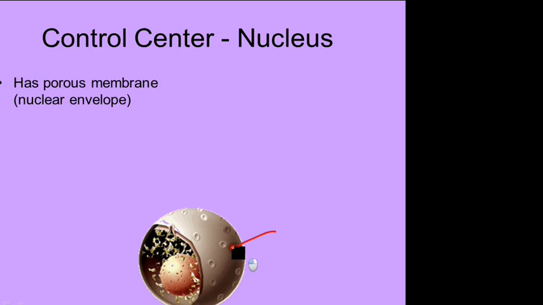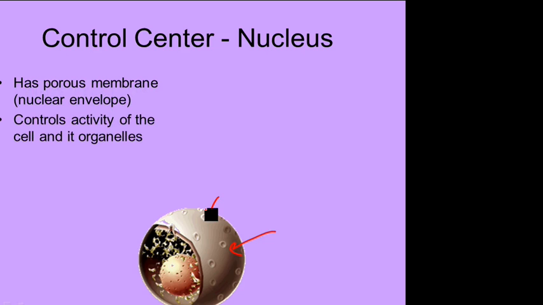All right, now control center, it's the nucleus. It has a porous membrane. In this picture, this grayish, beigeish thing is the membrane. You can see that it has these little pores, which are the little bumps there. We will talk about how they're built some other year, like sophomore year of college. But whatever. Has a porous membrane, a nuclear envelope. It controls the activity of the cell and its organelles. The nucleus is the control center.